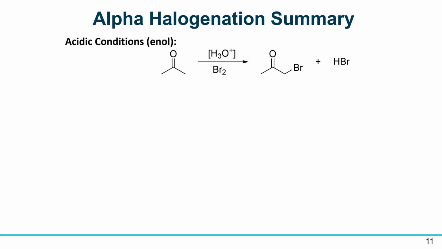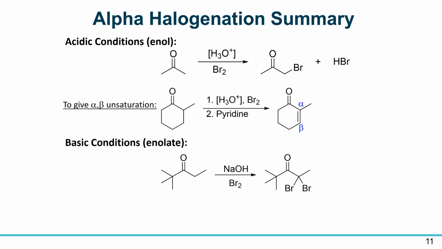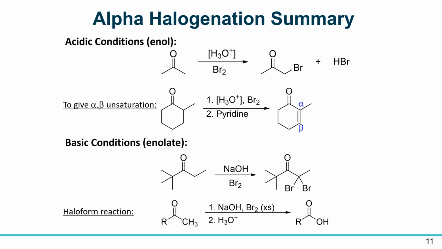In this video, you explored alpha halogenation under acidic conditions to give a monohalogenated product via an enol intermediate, and you saw how this could be paired with the subsequent elimination to yield alpha-beta unsaturated ketones. As well, you saw that under basic conditions, polyhalogenation occurs via an enolate intermediate. When this reaction is performed with a methyl ketone, it can be paired with a subsequent nucleophilic acyl substitution to yield carboxylic acids. This is known as the haloform reaction.